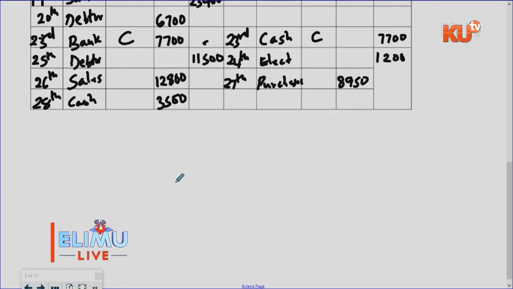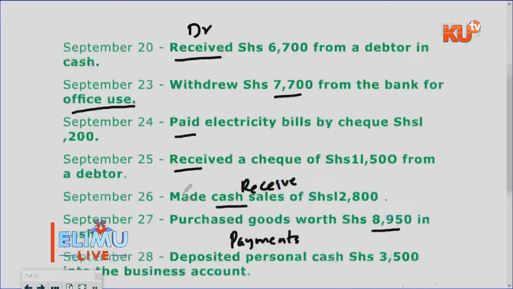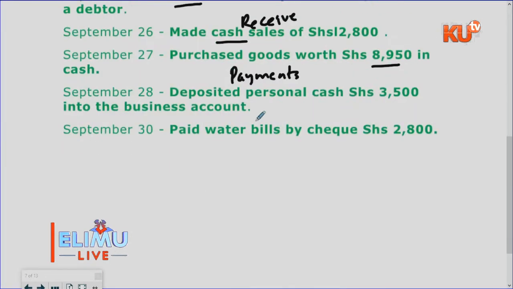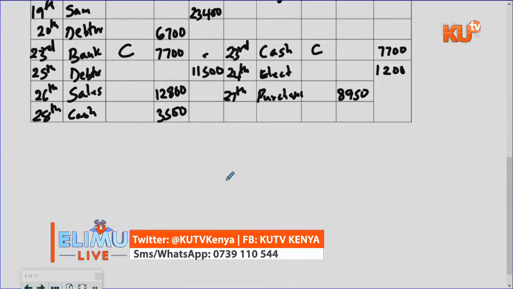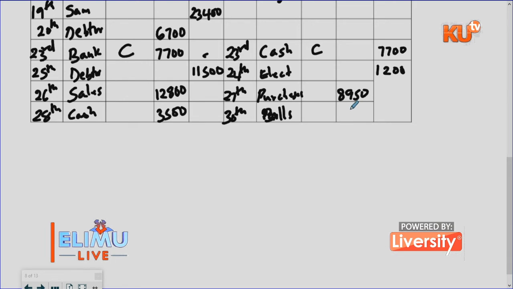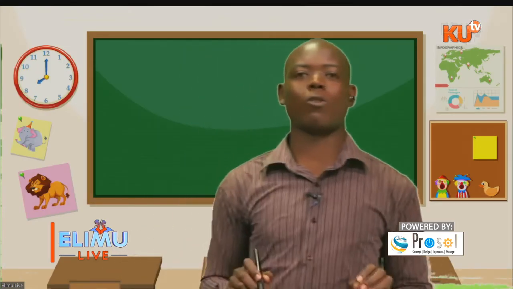3,500. And lastly, the last transaction, that is on 30th. Paid water bills. Again, money is out by check 2,800. We credit. So we have this one as 30th September. Those are bills or water bills, cash 2,800. So those are the entries for our 2-column cash book.